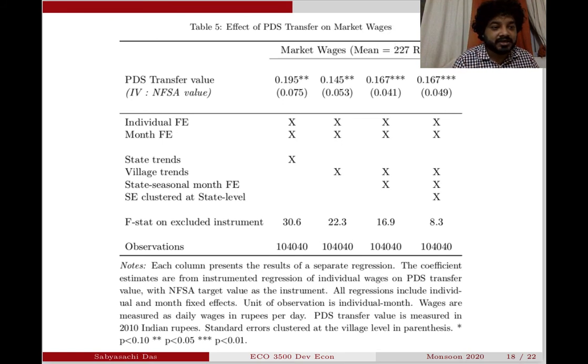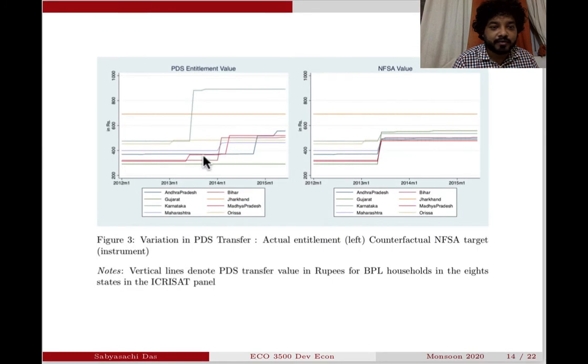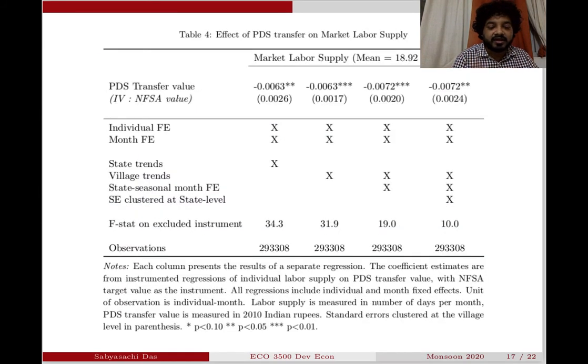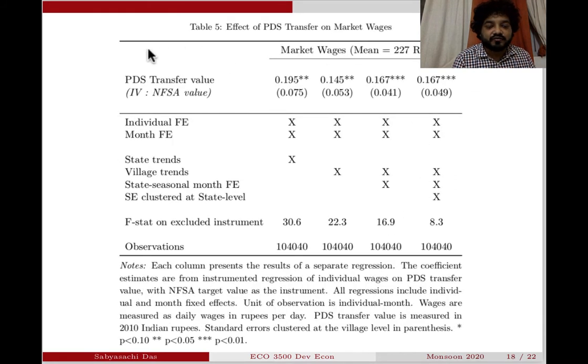If you remember the increase in total entitlements, if I can go back to this entitlement number, the entitlement went from about 300 to a bit above 400 for many states. So the change in entitlement due to NFSA was of that order, 100 rupees or a bit more. That's why I'm thinking in terms of 100 rupees. So for that change, it would have increased the market wage by 20 rupees on a mean of 227 rupees. So that's a sizable increase, about a 10% increase in market wage.